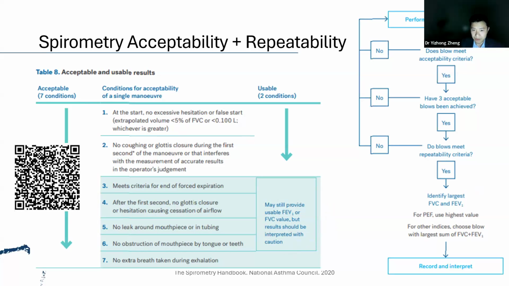If you're able to achieve 3 blows, we take the largest FEV1 and the largest FVC and the largest peak flow. And then for the other indices, choose the blow with the largest sum, for example, FEV1 to FVC ratio.